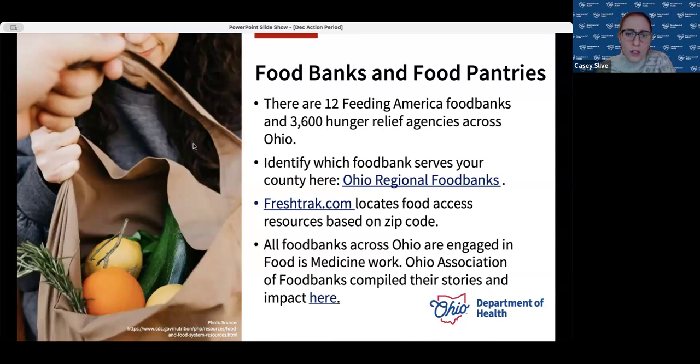Another note: all of the food banks in Ohio are also really engaged in the food as medicine work. They've really been expanding their efforts there, and they compiled all of their stories and the impact of their current food as medicine work into that link there. If you're interested in the food as medicine work, that's one of the great resources to check out. Next slide.